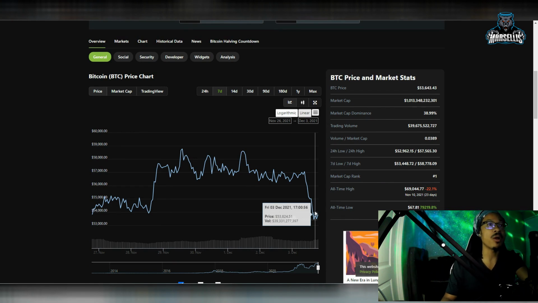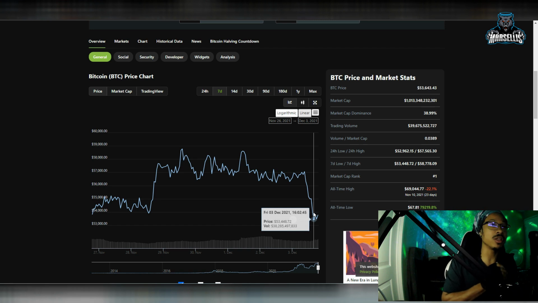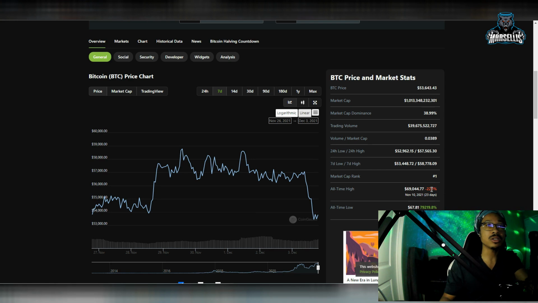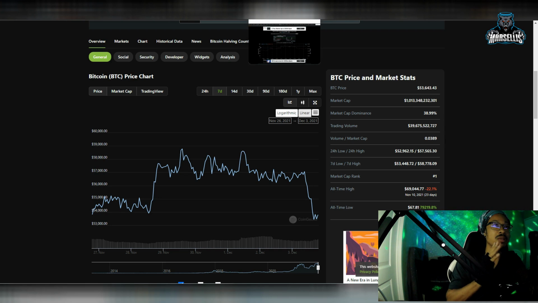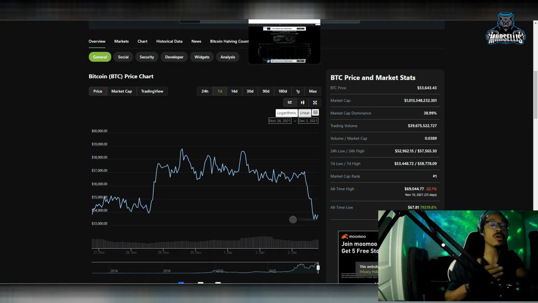So this is what I'm looking at here, and I'm definitely keeping my eyes out here, because you can see since the all-time high, you were down 22%. Like, that is a lot of percentage right there. Like, psych, that's not a lot of percentage at all. So what we really want to do here with Bitcoin, we really want to watch exactly what Bitcoin is doing and exactly what Ethereum is doing, because we're going to pretty much do exactly what both of these coins are doing.